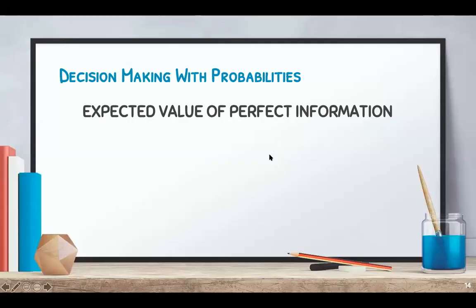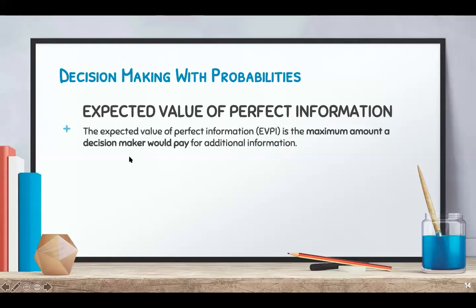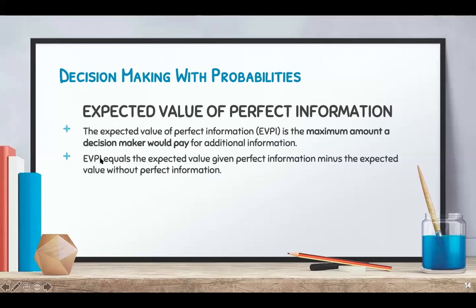So now we proceed with expected value of perfect information. So ano to? The expected value of perfect information, or EVPI, is the maximum amount a decision maker would pay for additional information. So EVPI equals the expected value given perfect information minus the expected value without perfect information. So ano ba yan sila? So EVPI is also equal to the expected opportunity loss for the best decision. So in this case, yung EOL natin is 28,000. Let's see kung same sila.